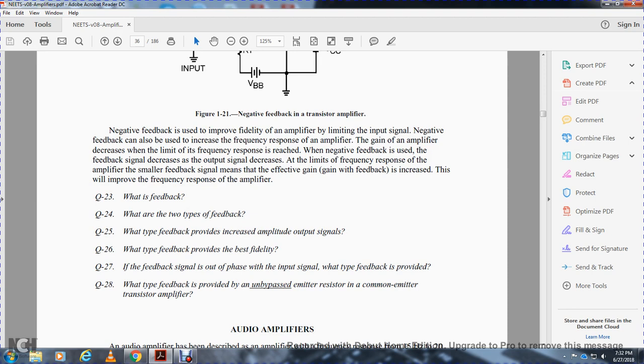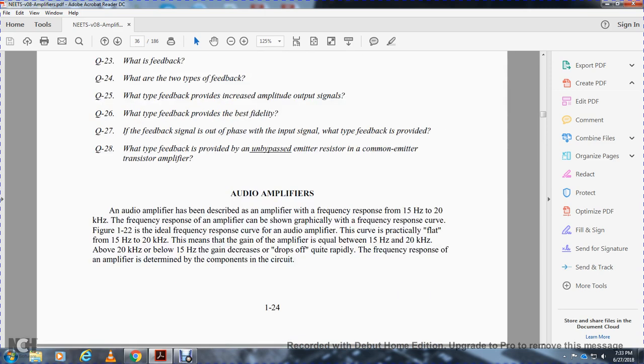The gain of the amplifier can greatly limit the frequency response it can reach. When negative feedback is used, the feedback signal decreases the output signal, which decreases the limits of the frequency response of the amplifier. A smaller feedback signal means less effect of the gain within the feedback. This will improve the frequency response of the amplifier.